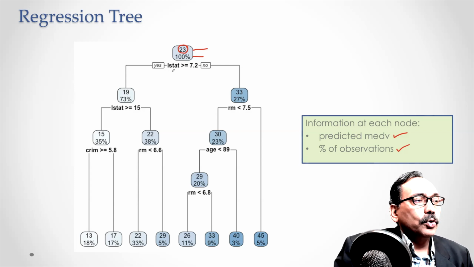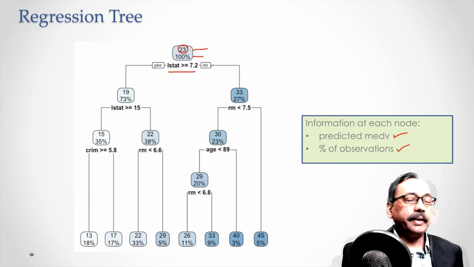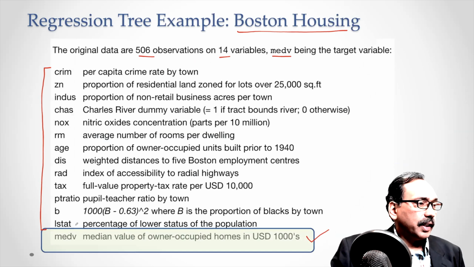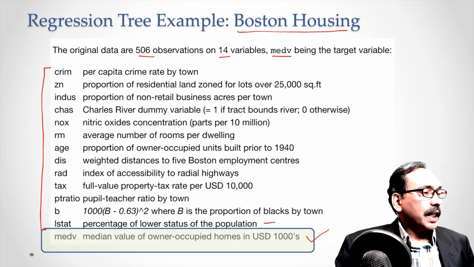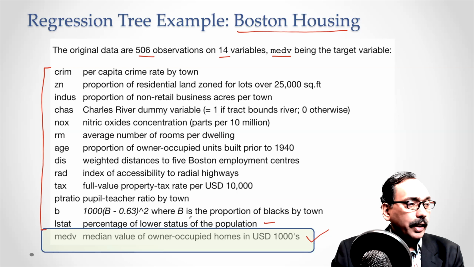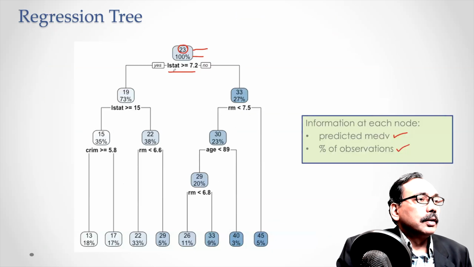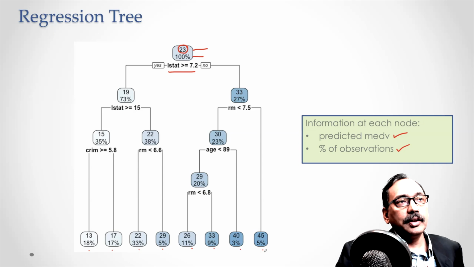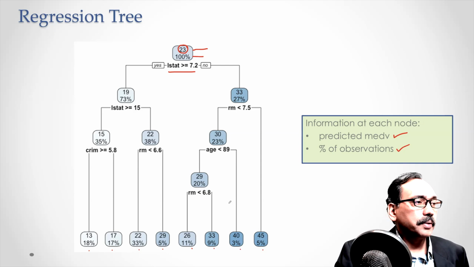It turns out that the most important variable is LSTAT. In determining house price, LSTAT, which is the percentage of lower status of the population, has the biggest impact on MEDV. It says if LSTAT is greater than or equal to 7.2, then go this side, and the interpretation is similar to what we did earlier. There are 1, 2, 3, 4, 5, 6, 7, 8 terminal nodes or decision nodes.